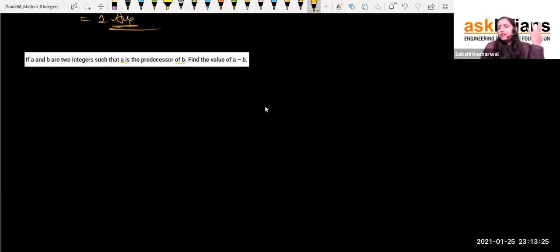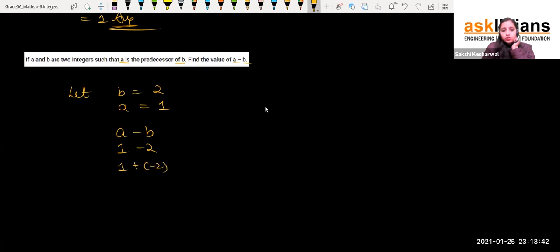So you take any number in your head, right? So you say let b be like 2. Right, so a is the predecessor, so a will be 1. So it says find the value of a minus b. So a minus b will be 1 minus of 2. So this is equals to 1 plus of minus 2. So this is equals to minus 1. That's it. That's your answer.